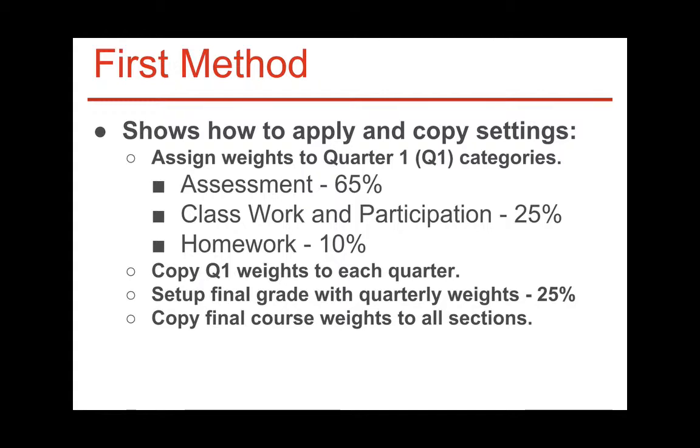So we will assign the appropriate categories with the weights. So for example, assessment is worth 65%, classwork and participation is worth 25%, and homework is worth 10%. After that, we will copy the Q1 weights to each quarter, then set up our final grade with the quarterly weight. So each quarter is worth 25%, and then finally we will copy the final grade setup for that section to all the other sections.